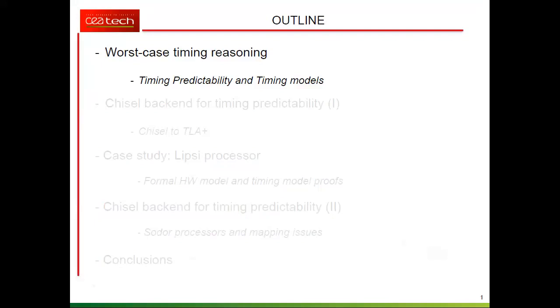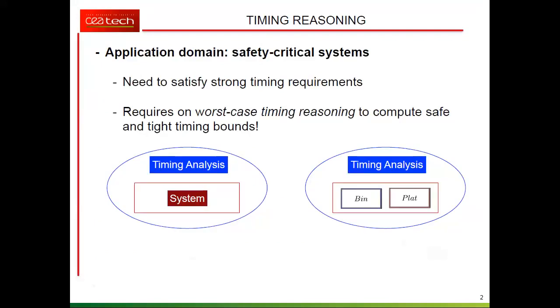All right, so let's have a look first at the motivation. Timing reasoning is extremely important in the kind of systems that we are interested in. We look at safety critical systems that you usually find in avionics and automotive, and those systems are subjected to strong timing requirements. So we'd like to prove properties about the systems, that they will respect the deadlines. And when we look at these timing requirements and proofs, we end up doing worst case execution time or worst case response time, and in general, worst case timing reasoning. This worst case timing reasoning will give you safe and desirably tight bounds as well.